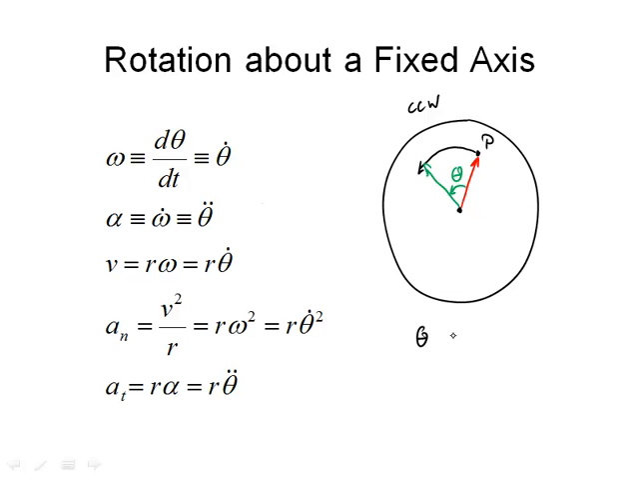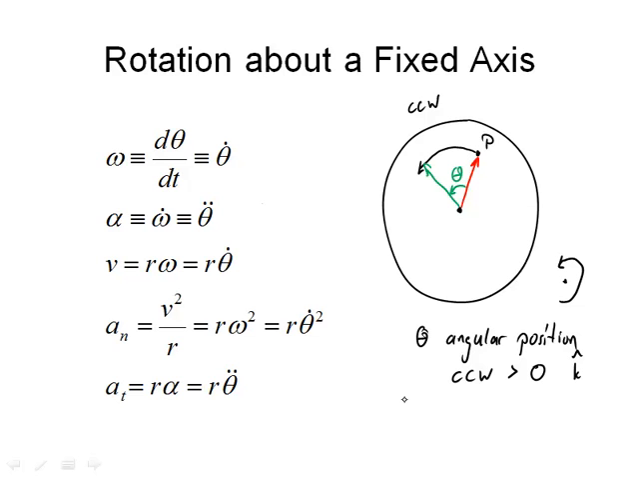So we consider theta to be the angular position. Counterclockwise is considered to be the positive position, and that will also correspond to a positive k by the right-hand rule. Curl your fingers in the counterclockwise direction on your right hand, and your thumb will point out of the board or towards you. That's the positive k direction.